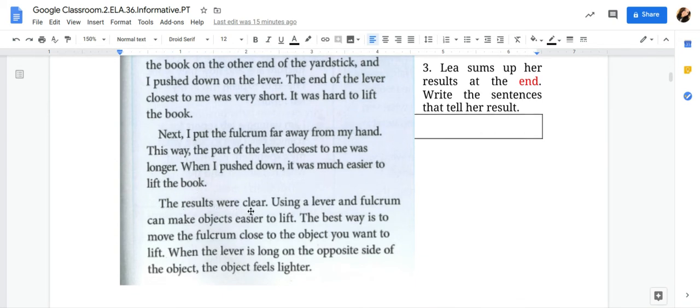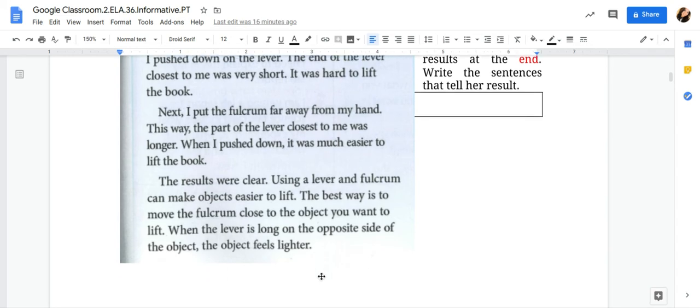The results were clear. Using a lever and a fulcrum can make objects easier to lift. The best way is to move the fulcrum close to the object you want to lift. When the lever is long on the opposite side, the object feels lighter.